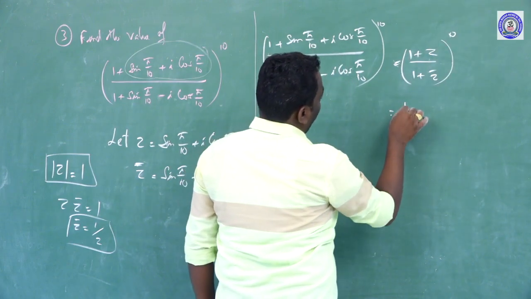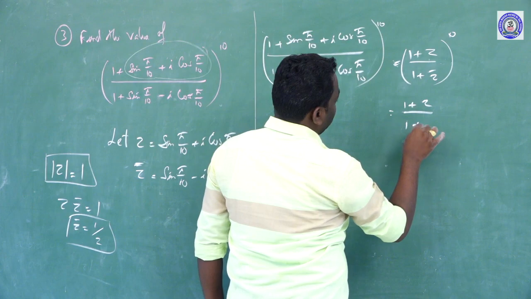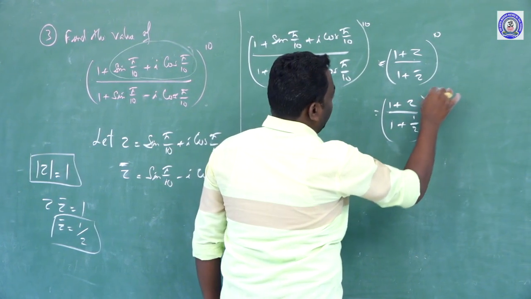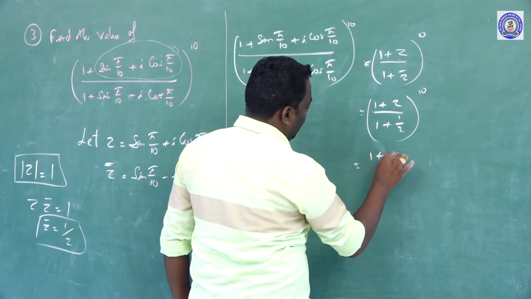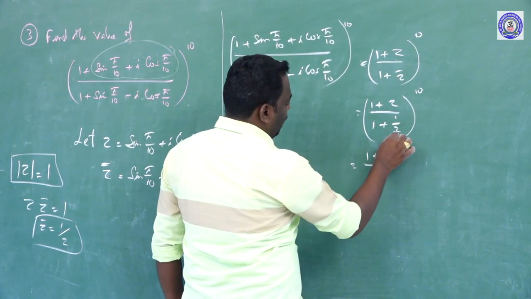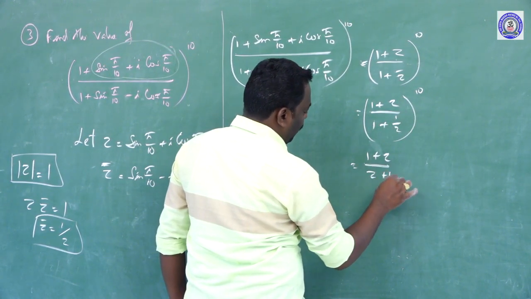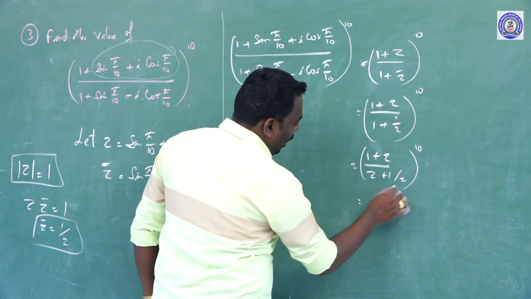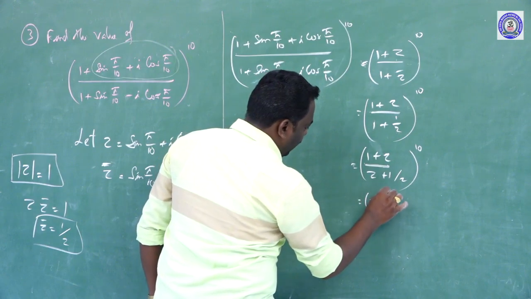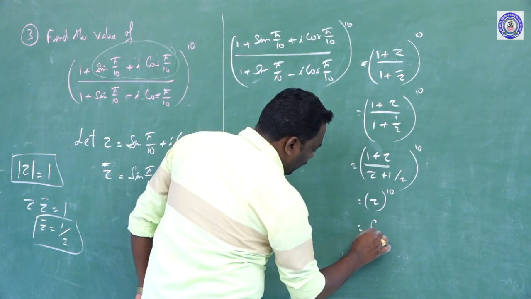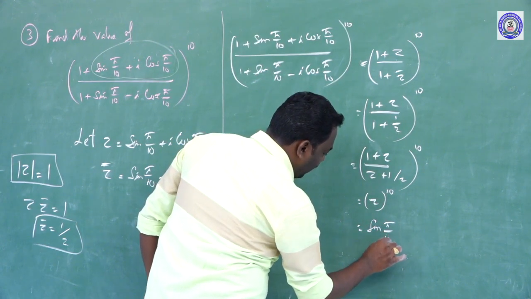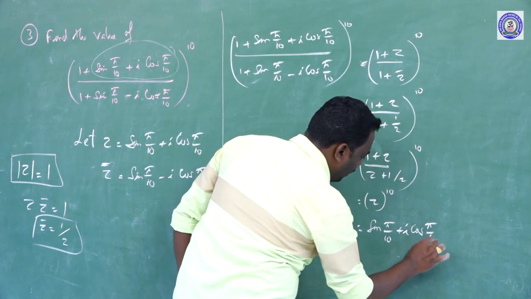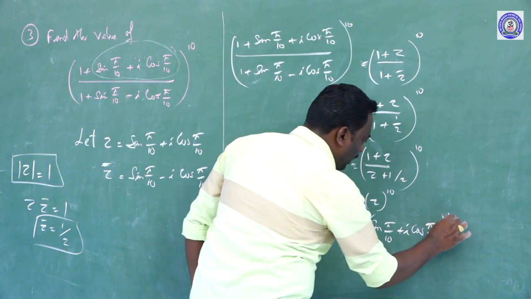That is equal to (1 + z) by (1 + 1/z), the whole power 10, since z bar equals 1 by z. Taking z as the common term, that is (1 + z) by ((z + 1) by z), the whole power 10. Both (1 + z) terms are cancelled and z comes to the numerator, so z to the power 10. What is z? z is sin(π/10) + i cos(π/10), so it is z to the power 10.